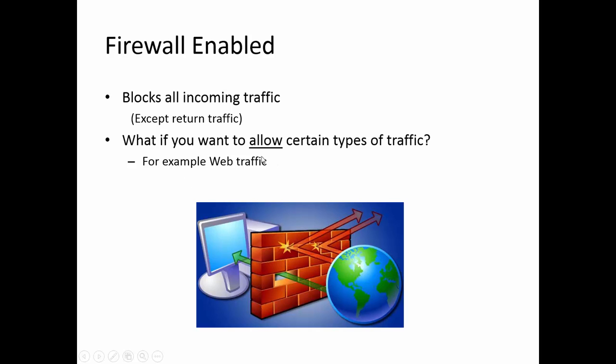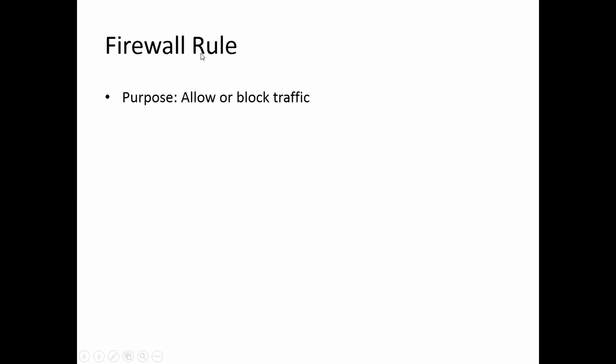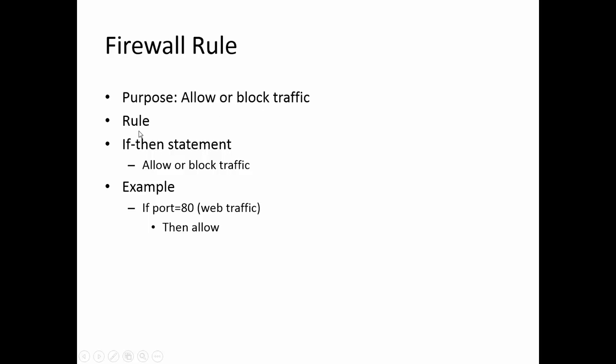Well, suppose you do want to allow certain types of traffic to come into your network. For example, suppose you do want people to come into your network to access your web server. In that case, we use a firewall rule. The purpose of a firewall is to allow or to block traffic. A firewall rule is an if-then statement that's used to allow or block traffic. For example, if port number 80, which means web traffic, then allow.